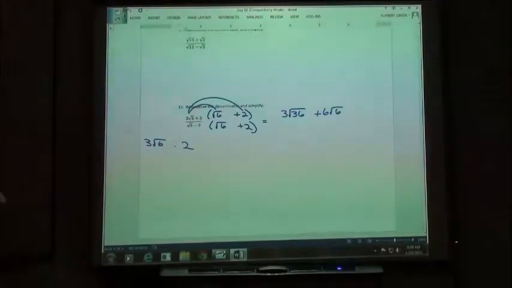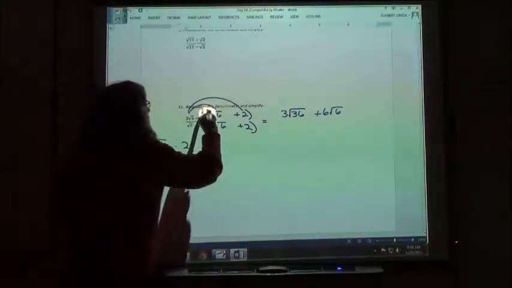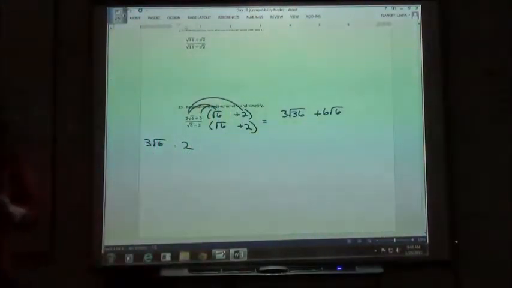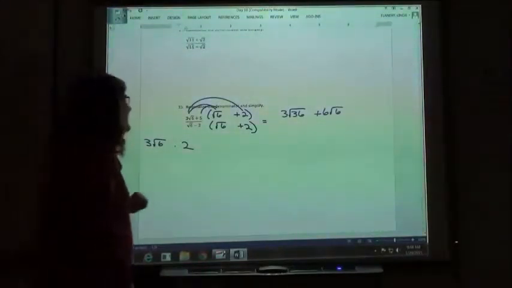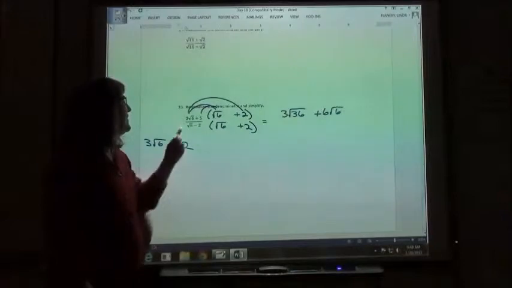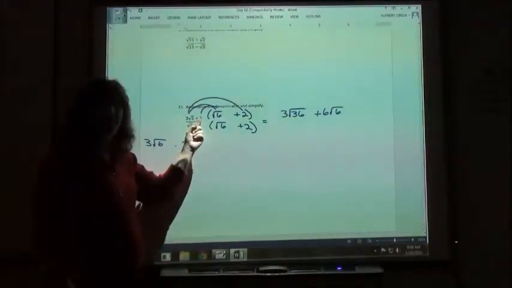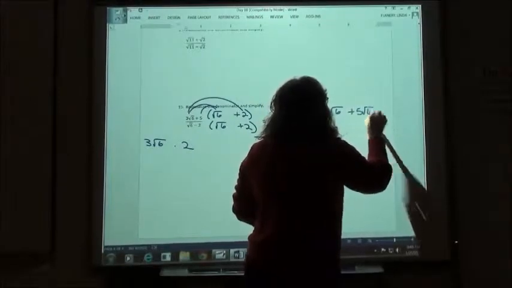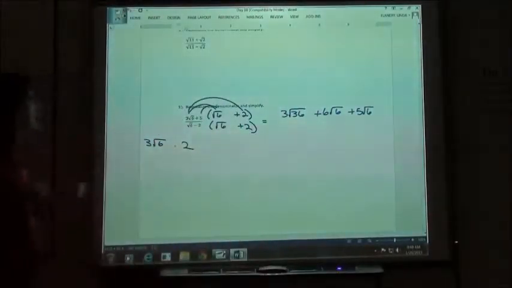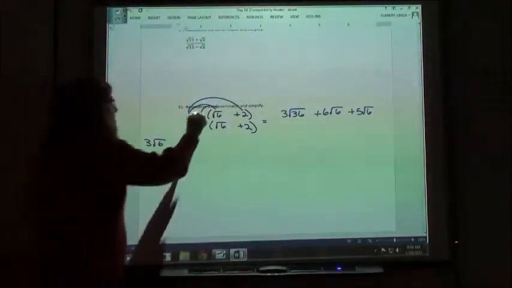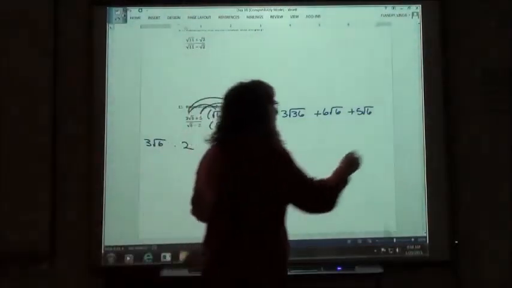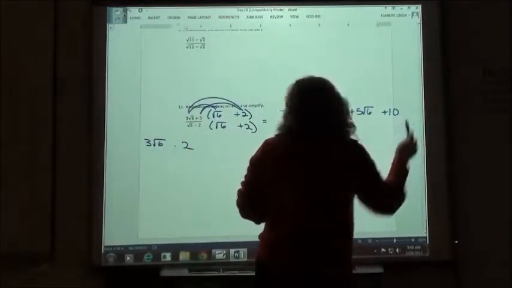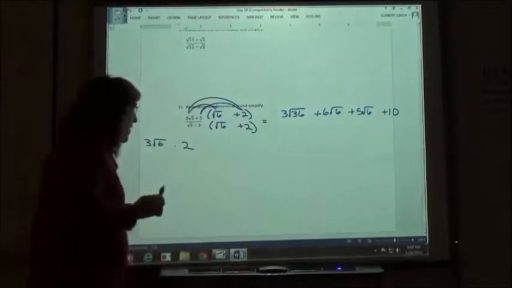Then we're going to multiply the inside together. We've got a 5 times the square root of 6. So it's going to be 5 square root of 6. Exactly. They're not both under square root, so I just put them together. Then we got on the end 5 times 2, 10. Plus 10. Okay, so simplifying that.